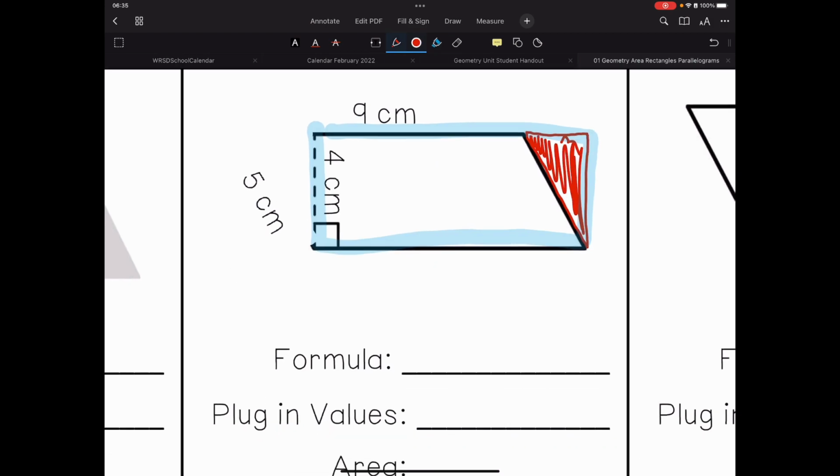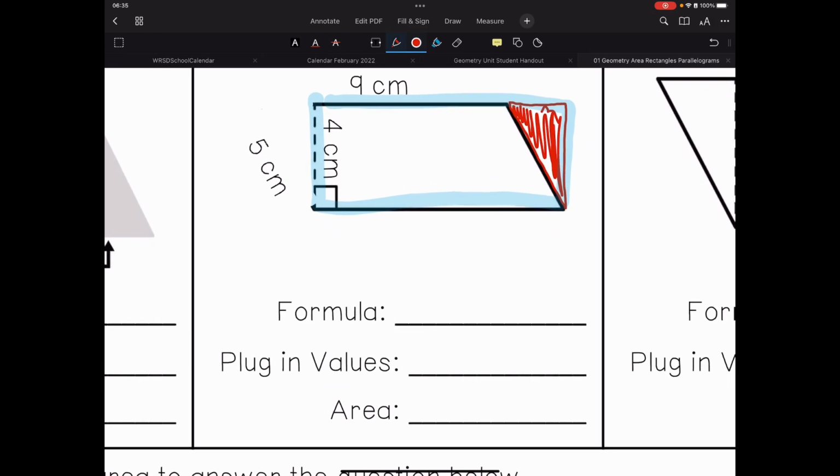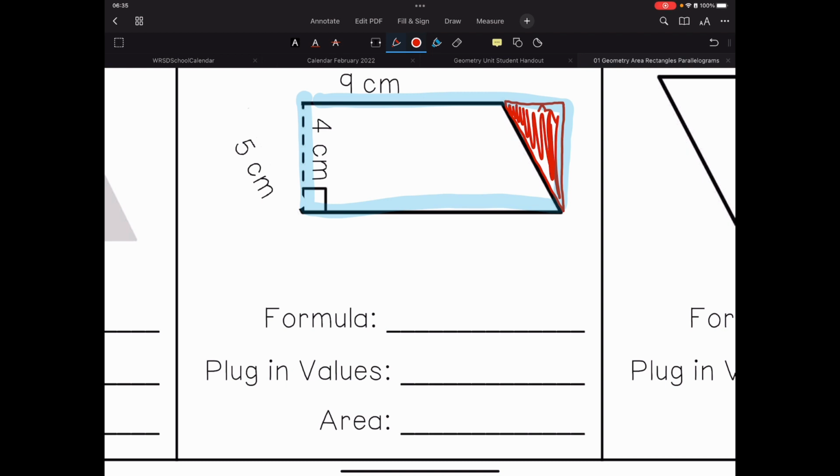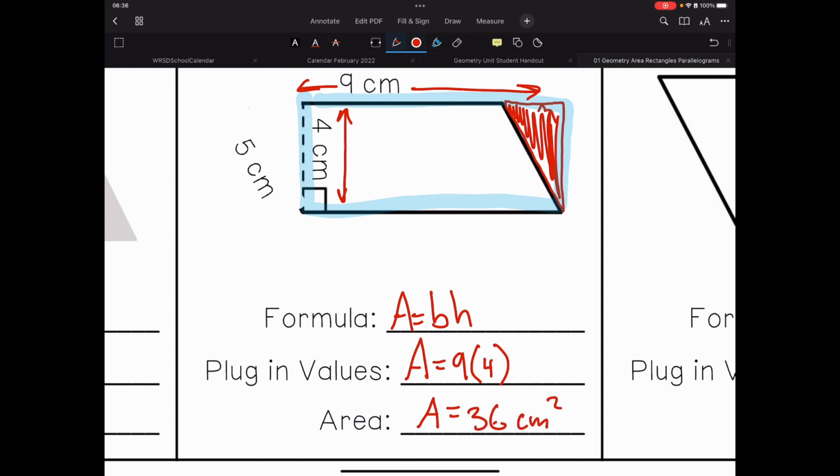So in this case, for this particular problem, my height of the parallelogram is the 4 centimeters. The base is now 9 centimeters, and we can go from there. So the area equals the base times the height. We start with the formula, and then we substitute in area equals 9 times 4. So the area is 36 centimeters squared.